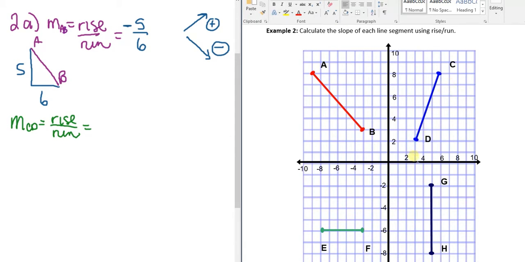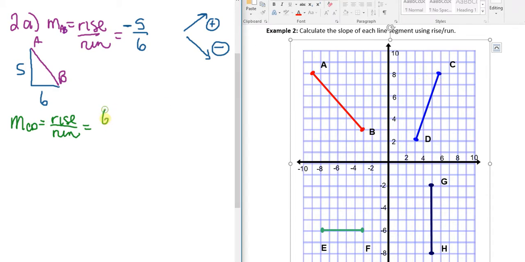So CD. This is actually line segment DC because we start at the very left and we read it up to the right. Okay, so when we're going up, 1, 2, 3, 4, 5, 6 is the rise, and 1, 2, 3 is the run. So 6 over 3, the slope of CD is 2. Okay, so when it looks like this, again, you can draw the box or the triangle, because we had 6 for the rise and 3 for the run.